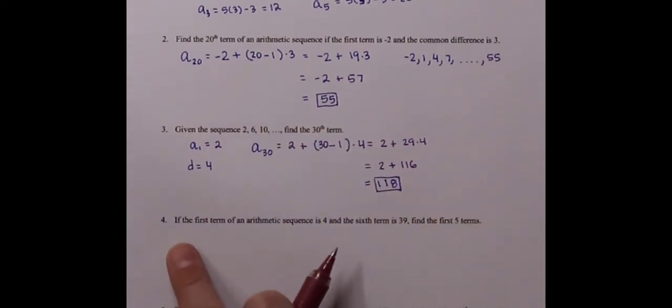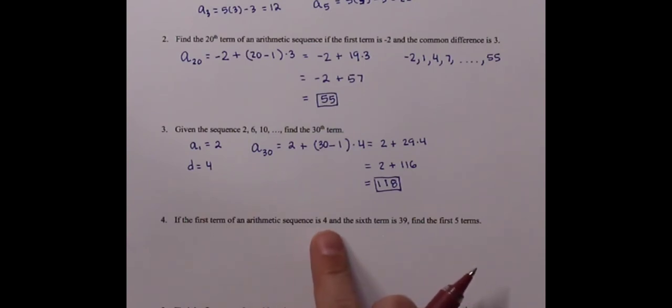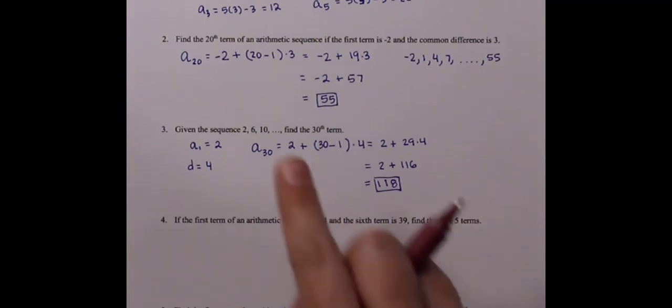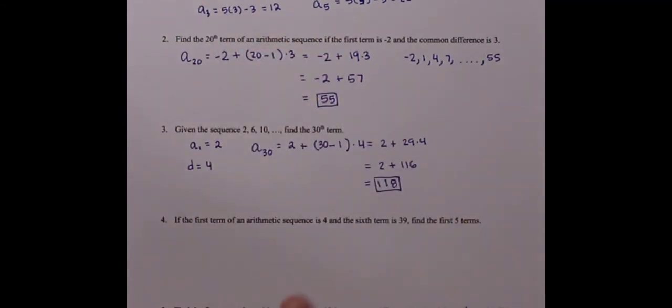Number 4, if the first term of an arithmetic sequence is 4 and the 6th term is 39, find the first 5 terms. So this is getting a little bit more challenging in how we're going to find this out. It's not going to be as straightforward as the first 3 examples, and here's why. We know the first term, we know the 6th term, but we don't know anything in between. So we don't actually know the common difference. If I knew the first and second term, I could just say, well, how do I go from term 1 to term 2? That's the difference. But we have to jump from 1 to 6.